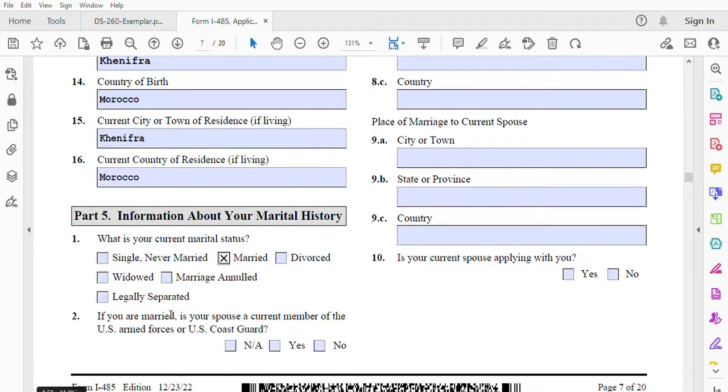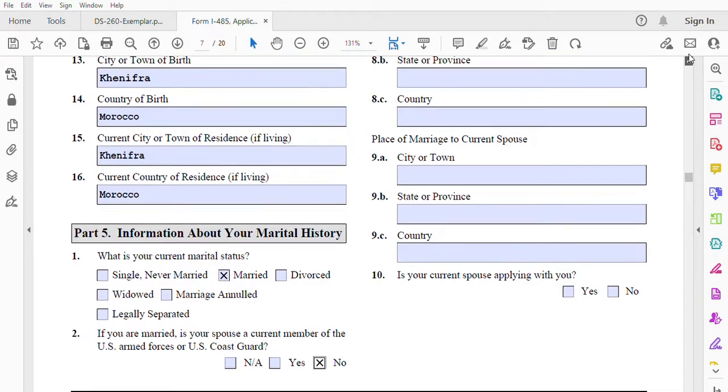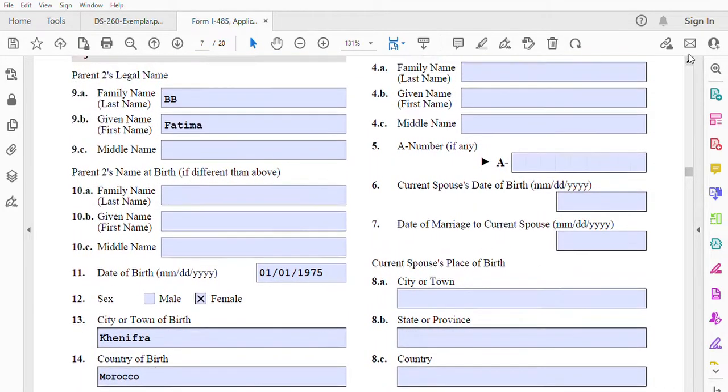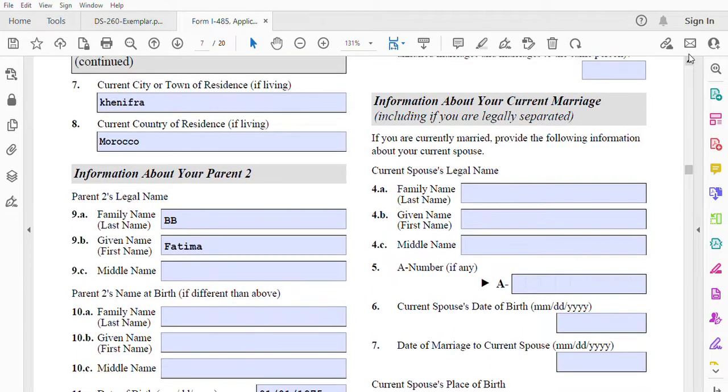If you're married, is your spouse a current member of the U.S. Armed Forces or U.S. Coast Guard? In my case, it is no. We're still talking about information about your current marriage. If you are currently married, provide the following information about your current spouse. The current spouse's last name is Sisi. Given name is Ali.